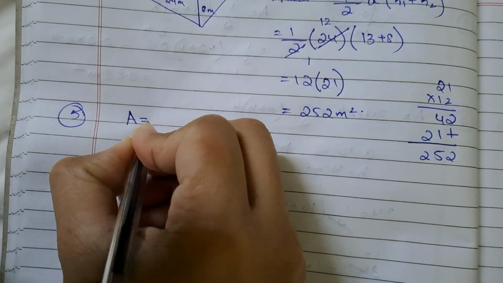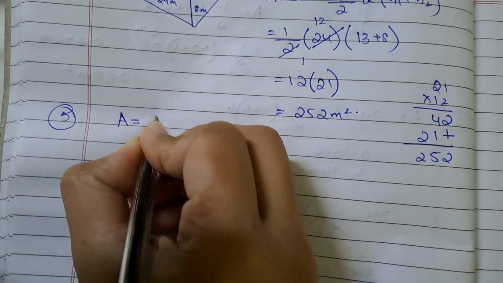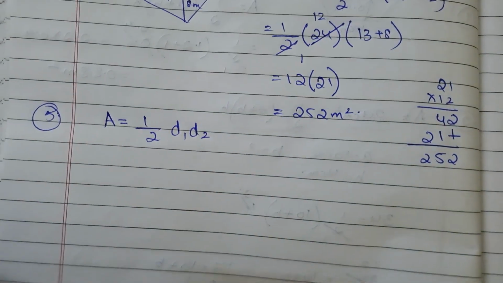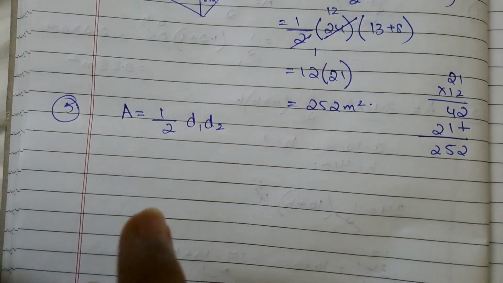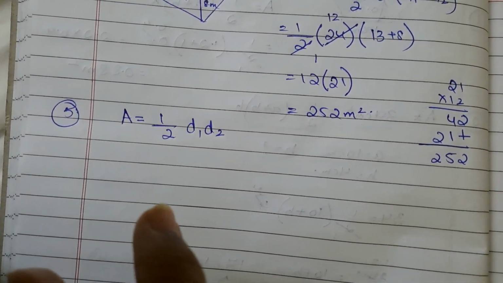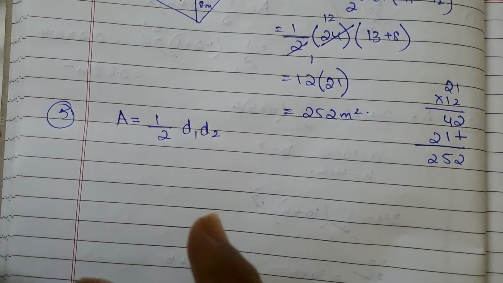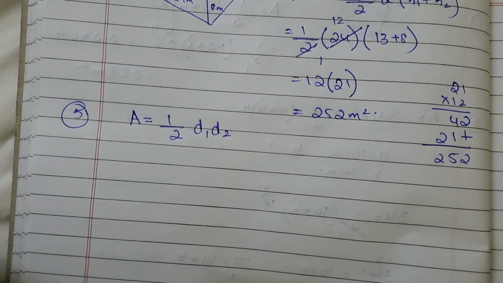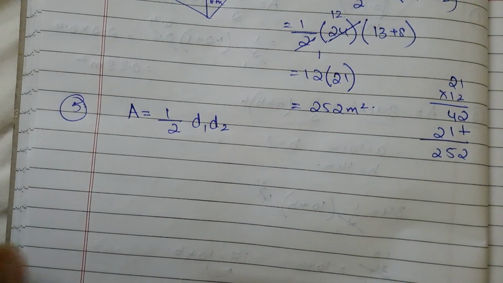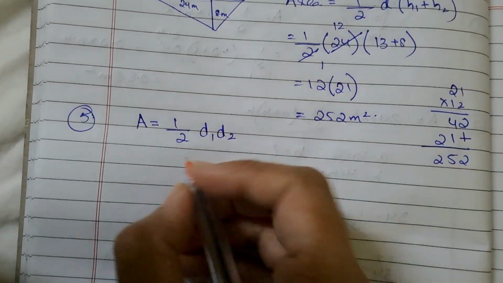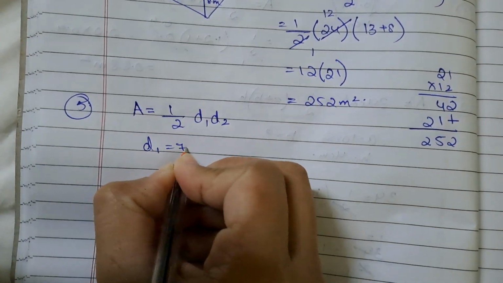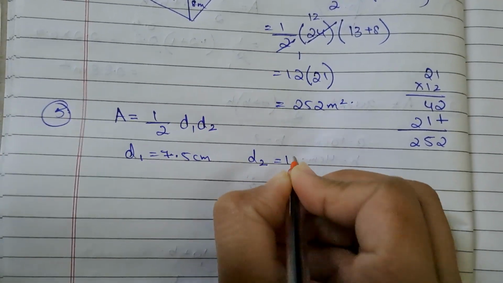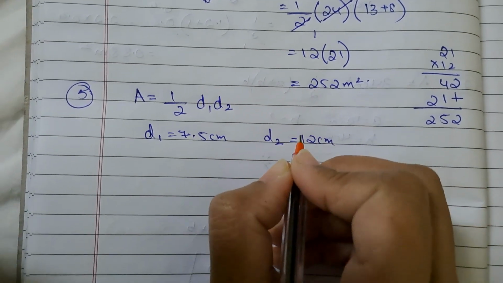Okay, so area of rhombus is given to me. I know the formula as half d1 times d2. Why am I using this? This is being used for the fact that for a rhombus, the side will not be mentioned, but the diagonals will be mentioned to us. And here in this particular question, diagonal d1 is mentioned to me as 7.5 centimeters and diagonal d2 is mentioned to me as 12 centimeters.